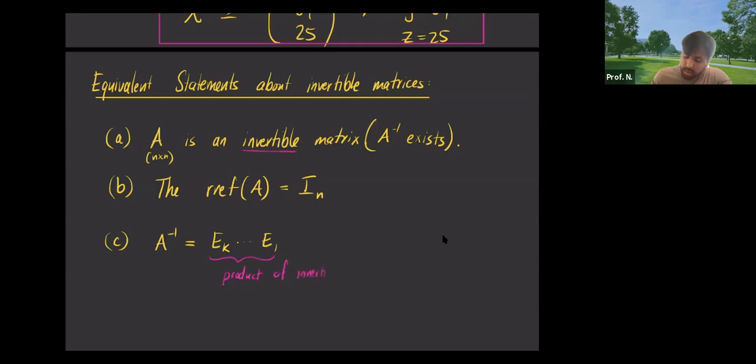product of invertible elementary matrices. Right? So the inverse matrix of A is a product of invertible elementary matrices, whatever they may be, but they exist. And since they exist, when you multiply them out, you get the identity matrix. So far, these are the equivalent statements, and there's a bit more to that.